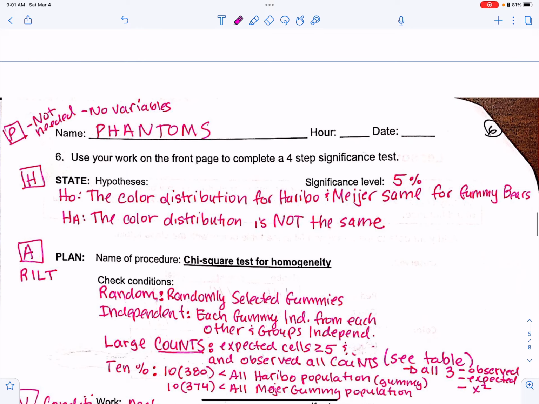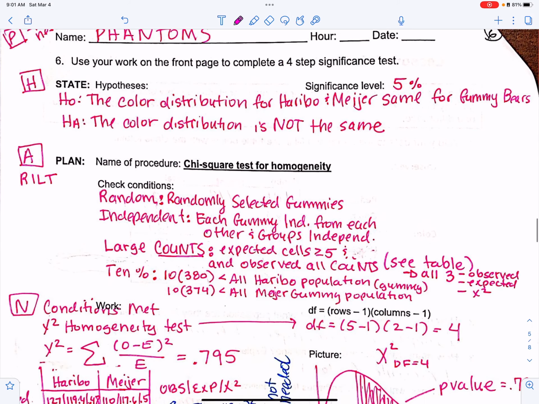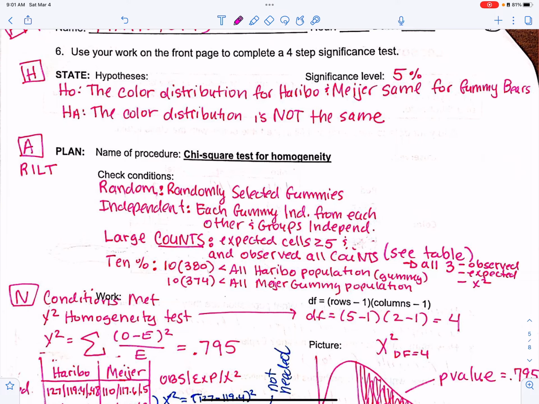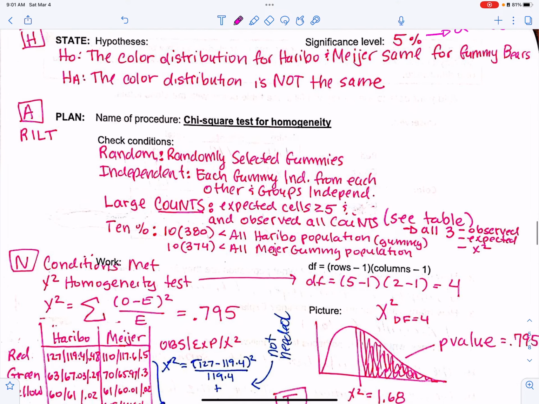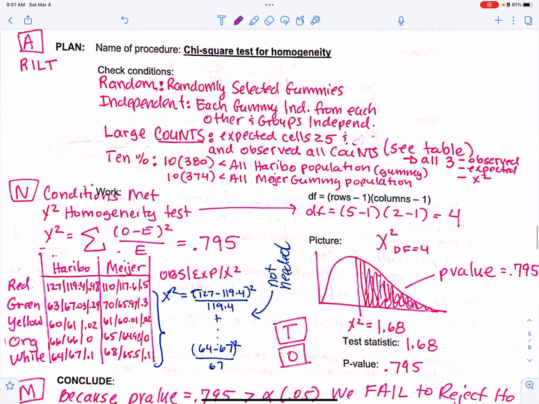So let's go ahead and formally put our test together now that we've done everything. So HO is the color distribution for Haribo and Meyer is the same for the gummy bears. We're going to use an alpha level of 0.05, 5%, and Ha is the color distribution is not the same. We're going to use RILT for our conditions. Random, we have randomly selected gummies that were given to us. Independent, each gummy is independent from each other, and the groups are independent. I've got a Meyer group and a Haribo group, and they're independent.